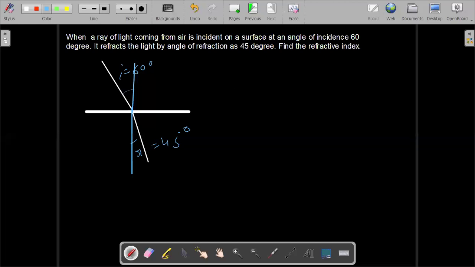Sir, root 3 by 2. Is it root 3 by 2? Check it once more. Root 3 by root 2. Root 3 by root 2.